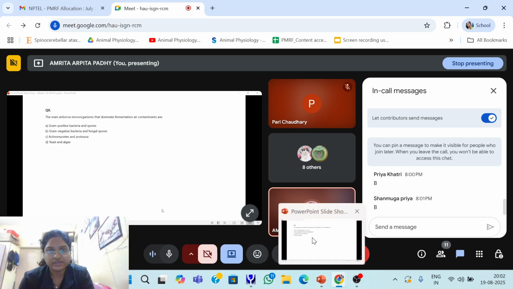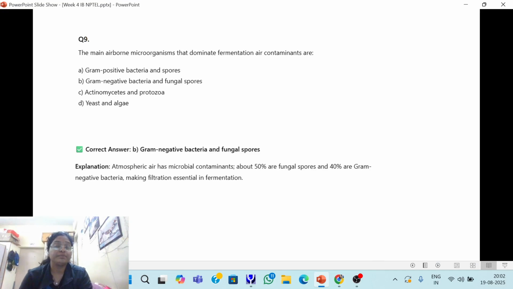Let's see what is the correct answer to this question. It is B, gram-negative bacteria and fungal spores. Atmospheric air has microbial contaminants. About 50% are fungal spores and 40% are gram-negative bacteria, making filtration essential in fermentation. These are airborne microorganisms that can contaminate your fermentation.